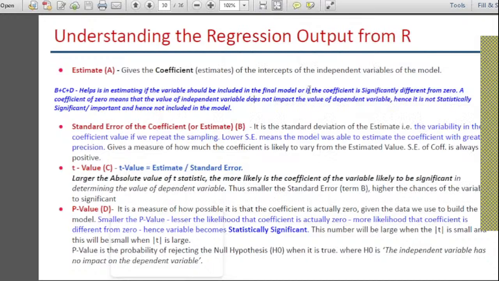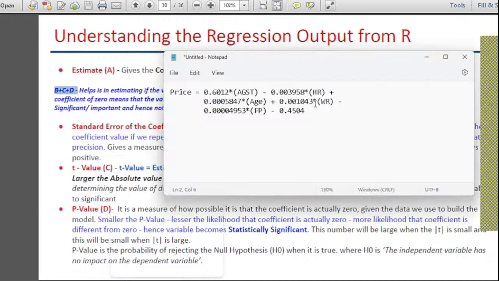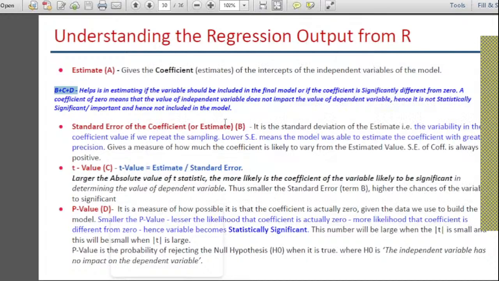Or if the coefficient is significantly different from 0. This B plus C plus D is going to help me understand if the coefficient that I am writing is significantly different from 0 or if it is 0. It helps in estimating whether the variable should be included in the final model. A coefficient of 0 means that the variable is independent and does not impact my dependent variable. That is the crux, right? Hence, it is not statistically significant, not important, and hence not included in the model.